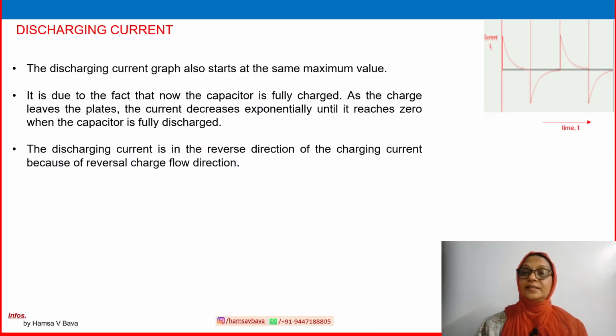The discharging current is in the reverse direction of the charging current because of the reversal of charge flow that we have seen in the last slide. In that figure you have seen the direction of flow during charging and discharging. So that is why the shape of the charging current is in the upper part and the shape of the discharging current is in the lower part. If the maximum value in the upper part is, say, 5 millivolt, then in the lower part it is minus 5 millivolt.